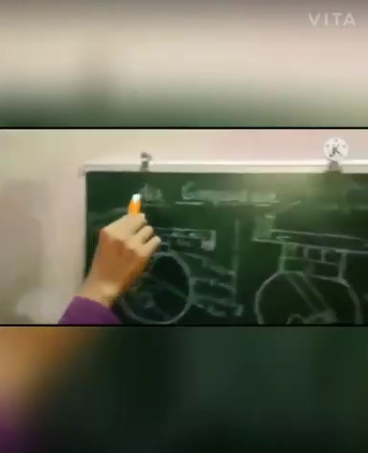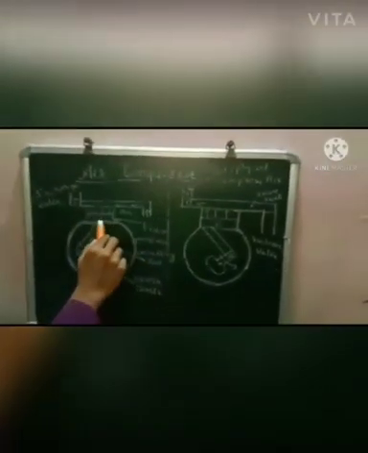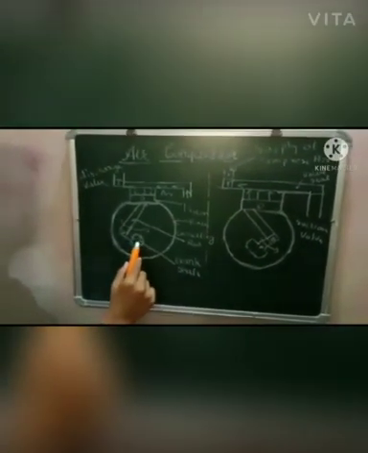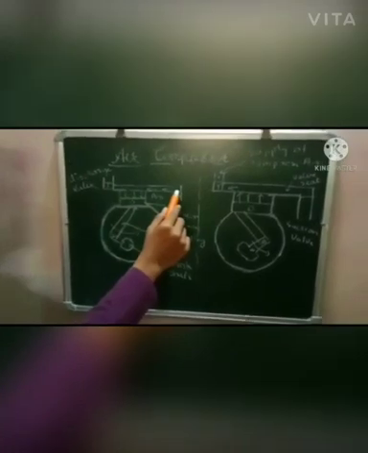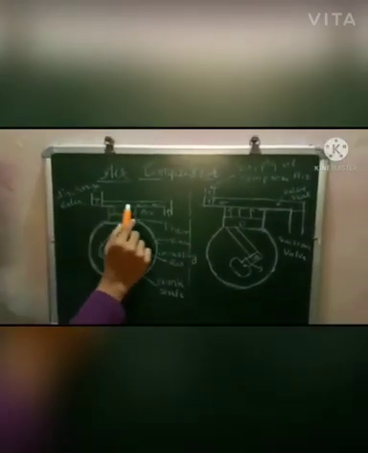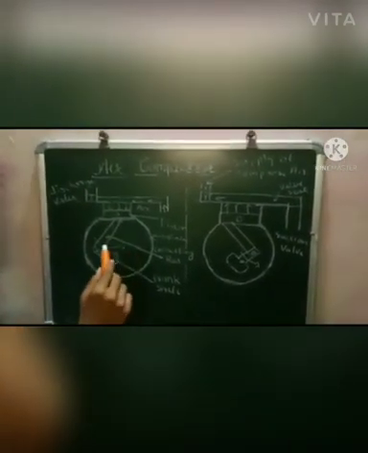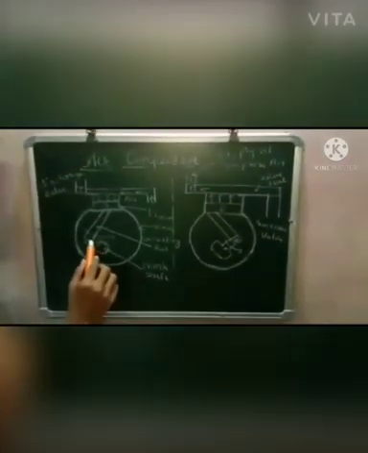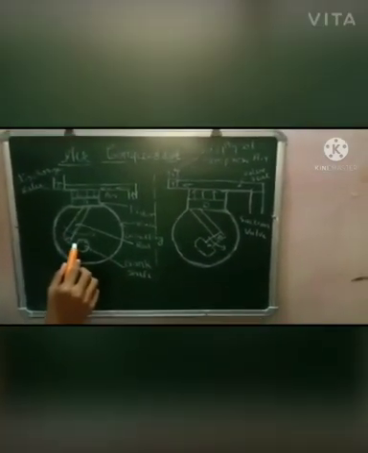Basic components of a reciprocating air compressor are piston, cylinder, connecting rod and crankshaft. It also has a suction valve, discharge valve and valve seat. When the crankshaft is connected to a motor or engine, it provides rotational motion to the crankshaft.